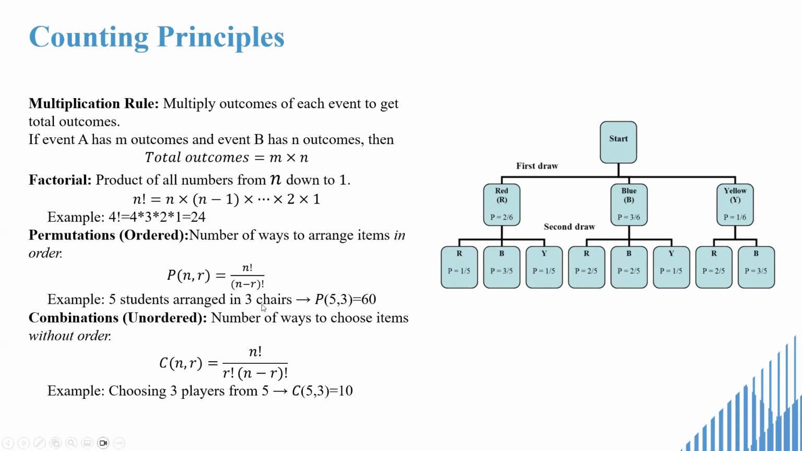For example, 5 students arranged in 3 chairs. If you have 5 students and you are going to arrange them in 3 chairs, student 1, 2, 3, here order matters. So if order matters for you, it's n factorial divided by n minus r factorial, for permutations. And for combinations, it is the number of ways to choose items without order. If order is not important for you, you can choose 3 players from 5.